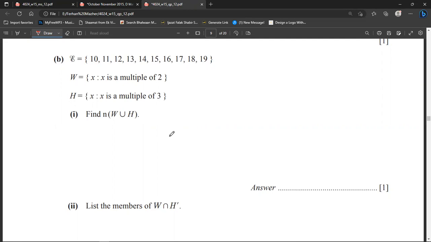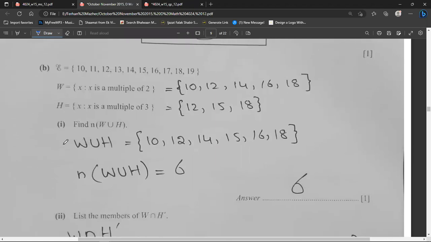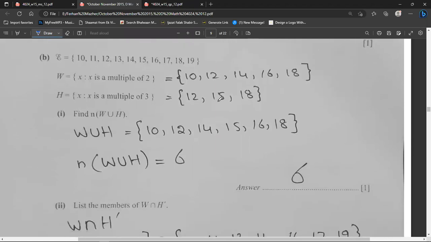And then you have to tell how many members. This small n means how many members. How many members are there in the W union H? So first of all, I will find out the W union H. W is 10, 12, 14, 16, 18. H will be 12, 15, and 18. Union means you take both the sets and you write all their members only. You do not repeat any member.